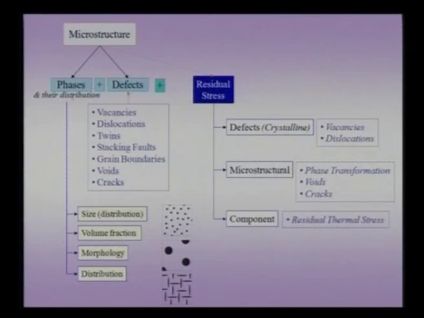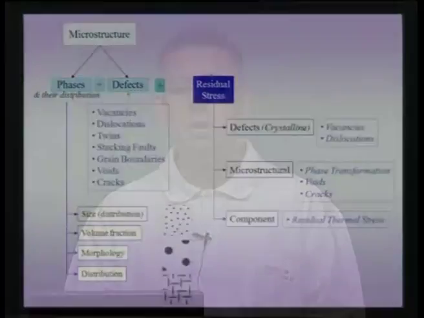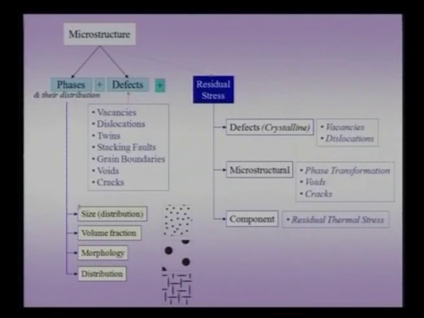Now look at phases and the distribution. The word distribution hides within it quite a bit of detail. It may not be possible at this stage to go into all the details, but let us take a small sampling of what we mean by phases and the distribution. For instance, what we could be talking about is a size, and a material may not have a single size.